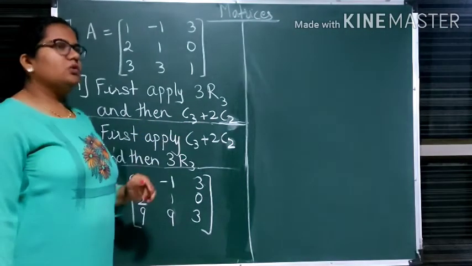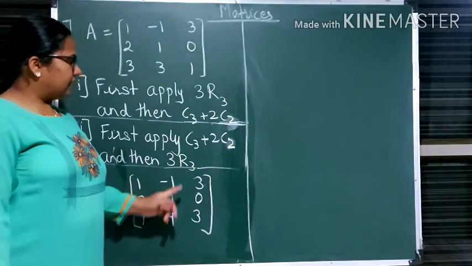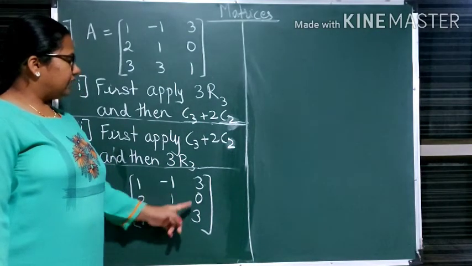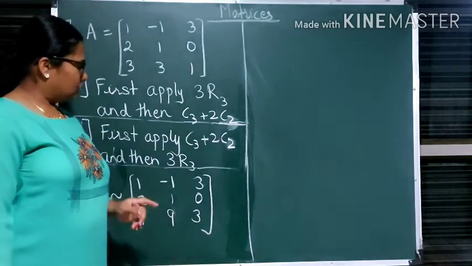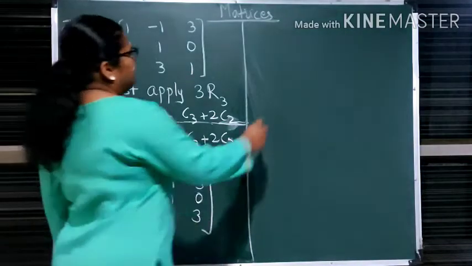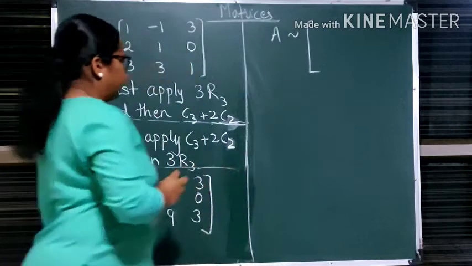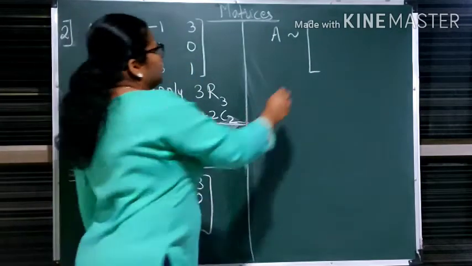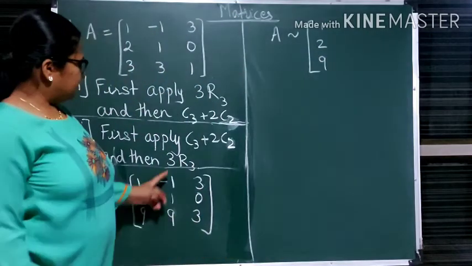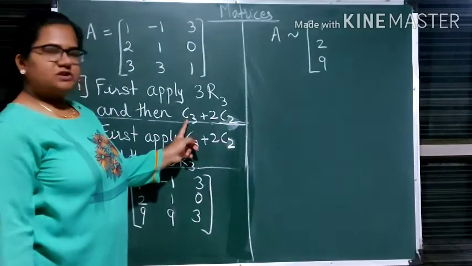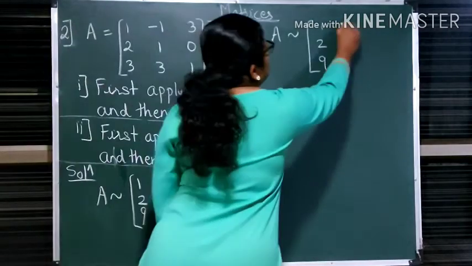C3 plus 2 into C2. So C3 elements 3, 0, 3 will get added to the elements of column C2 when they are multiplied by 2. So let us see what this matrix becomes. Yes. First column will remain as it is, 1, 2, 9. Now second column is also not changing. Which column is changing? C3. Second column minus 1, 1, 9 will remain as it is.